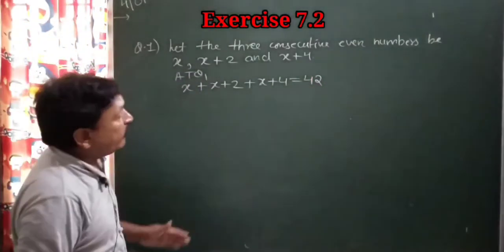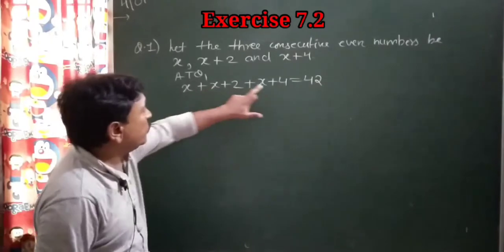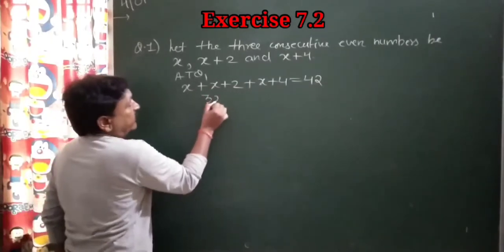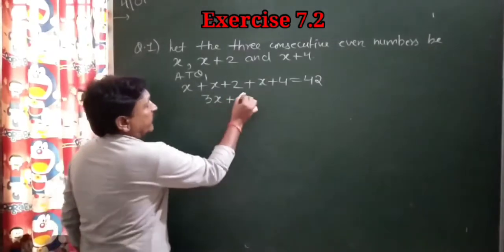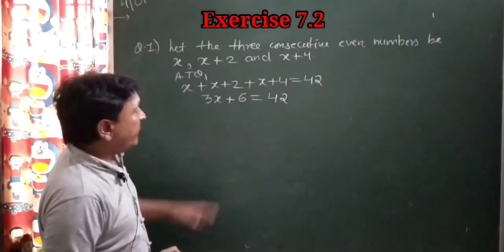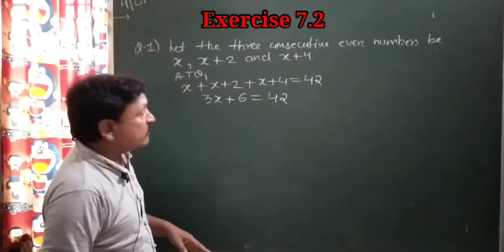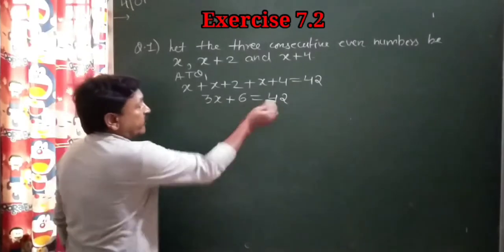Now we have to solve it and find out the value of x. How many x are here? 1, 2, 3. It means 3x. And the numbers 4 plus 2, 6, is equal to 42. Okay. Now we have to transpose everything to the right hand side and find out the value of x. So transpose 6 first.